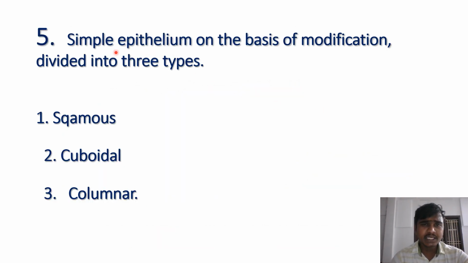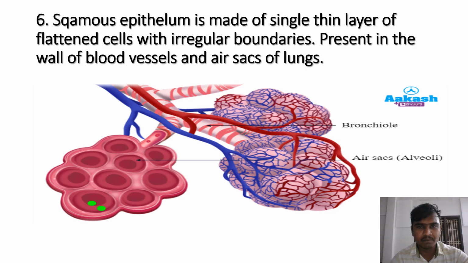And fifth point: simple epithelium, on the basis of modification, is divided into three types. The first one is squamous epithelium, the second is cuboidal epithelium, and the third is columnar epithelium. Now we will discuss that. The first one is squamous epithelium. Squamous epithelium is present in the walls of blood vessels and also the air sacs of the lungs.